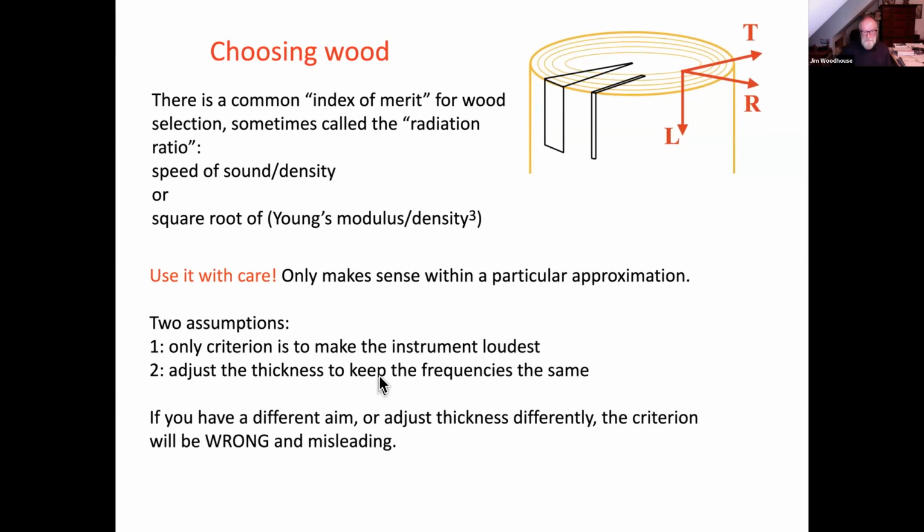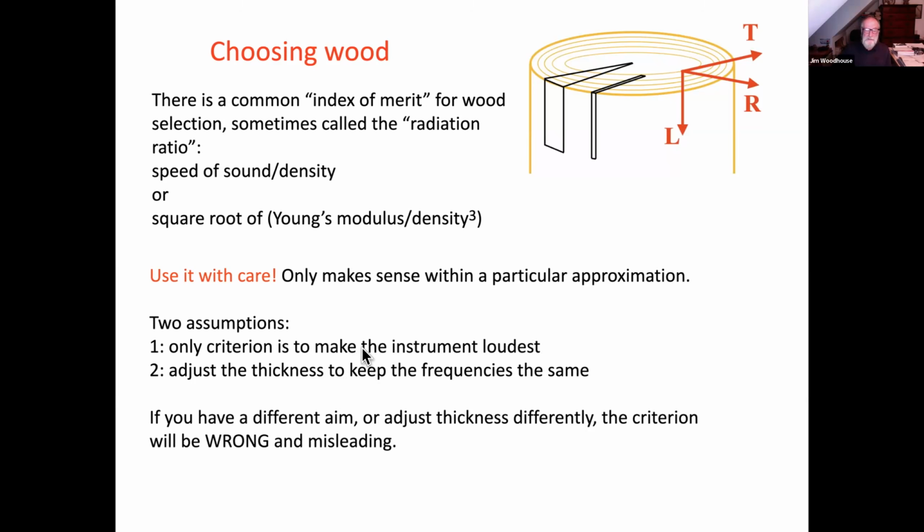The second assumption is that if you made violins out of different material, you would essentially do plate tuning. You would adjust the thickness of each material in order to keep the resonant frequencies of the plates exactly the same. So stiffer materials will need thinner plates. Heavier materials will need thinner plates for a different reason. It's by putting those two assumptions together that you get this radiation ratio criterion.